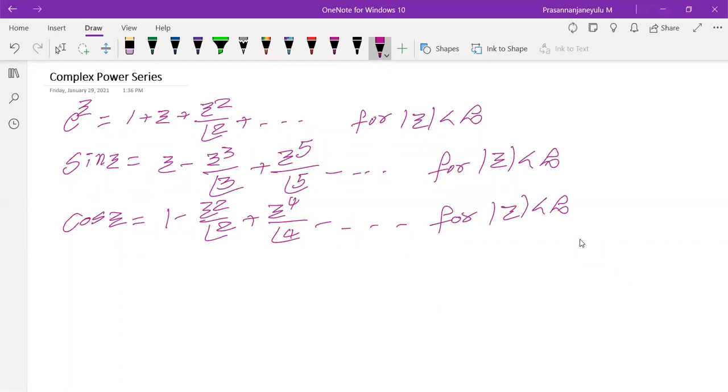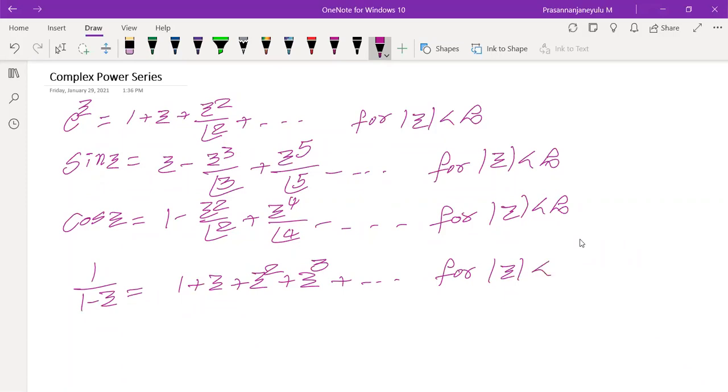Okay, I am going to explain the main formulas now. 1 by 1 minus z. If I take 1 by 1 minus z, we can write it as 1 minus z whole power minus 1. What is the formula for 1 minus z whole power minus 1? 1 plus z plus z square plus z cube plus z power 4 plus and so on. This expansion exists for modulus of z less than 1.